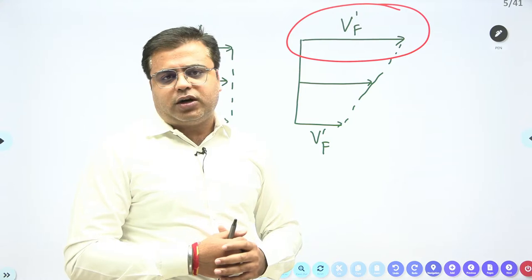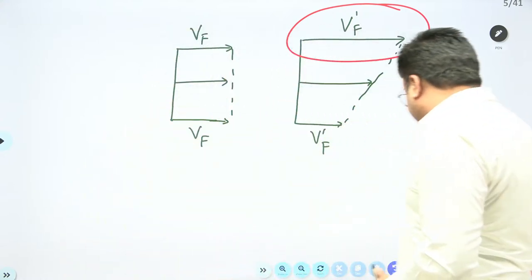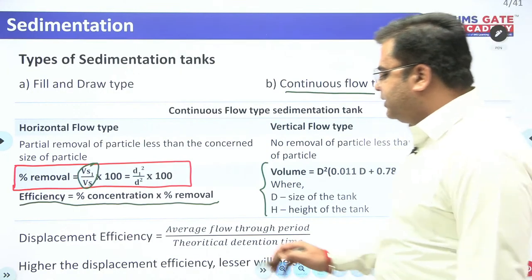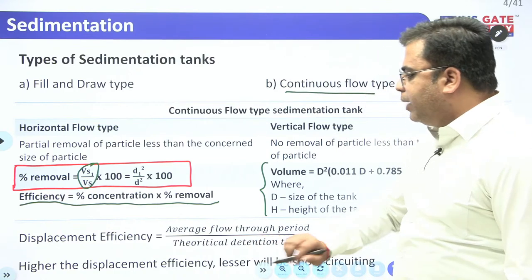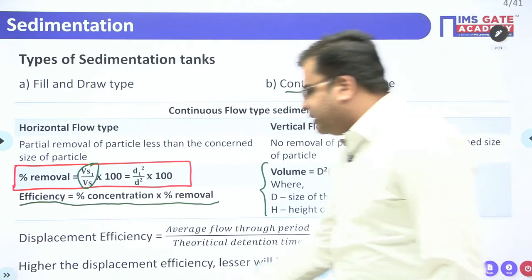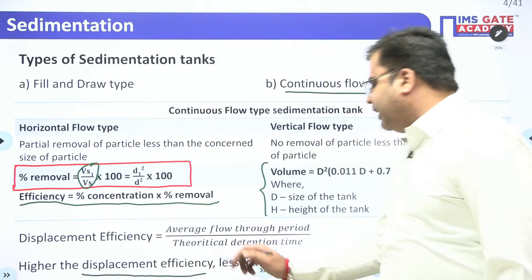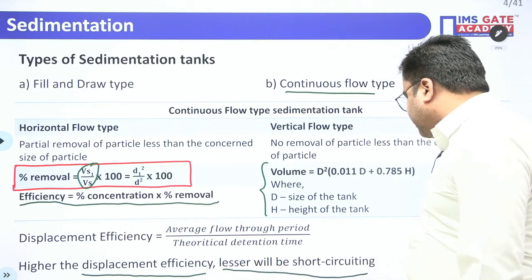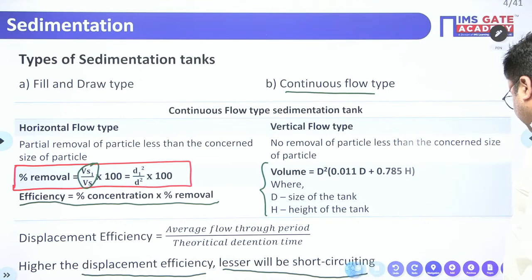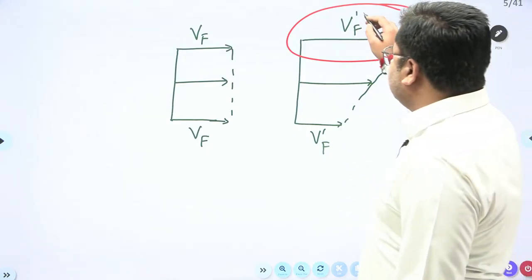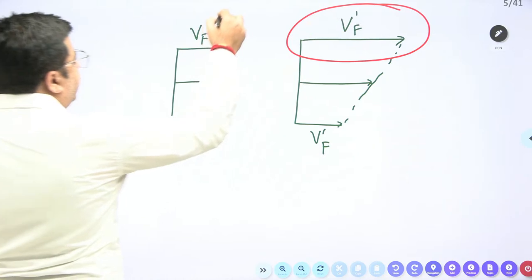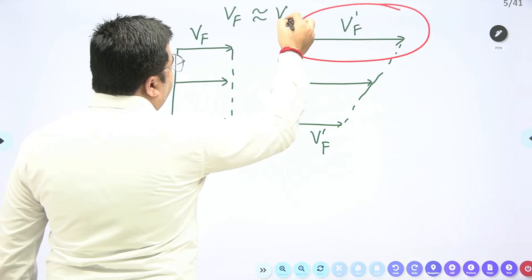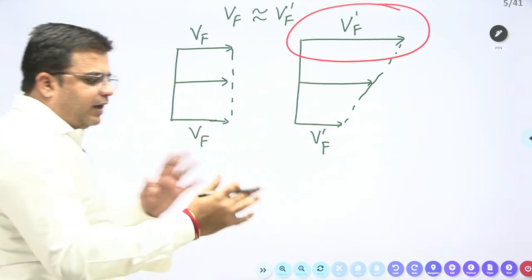This is known as short circuiting, and short circuiting is measured by the parameter known as displacement efficiency. Displacement efficiency is the average flow through period divided by the theoretical detention time. The higher the displacement efficiency, the lesser the short circuiting. If I talk about higher displacement efficiency, what I am saying is that V dash F and VF are approximately equal. Their values are nearby.